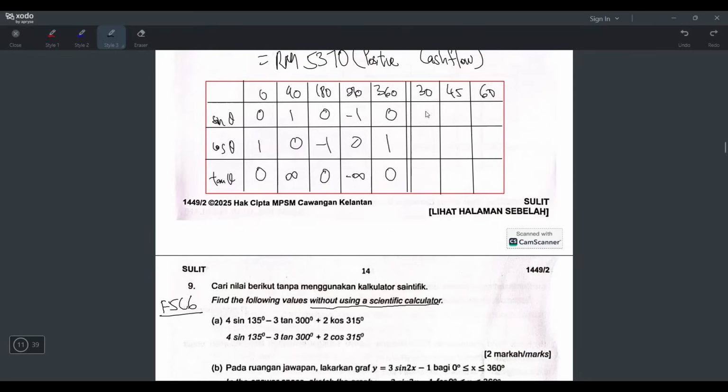And then sine 30 and cos 60 sama, 1 over 2, 1 over 2. Cos 30 and sine 60, this one also sama, it will be root 3 over 2. And then sine 45 and cos 45, same answer, 1 over root 2. And then tangent 30 is 1 over root 3. Nombor atas tulis sini, nombor bawah tulis sini. Okay, ini table yang students kena hafal.